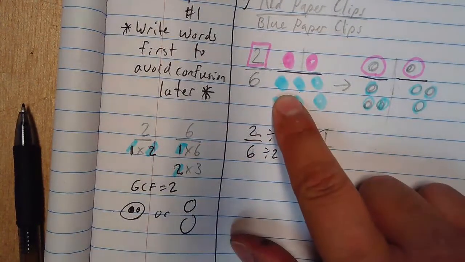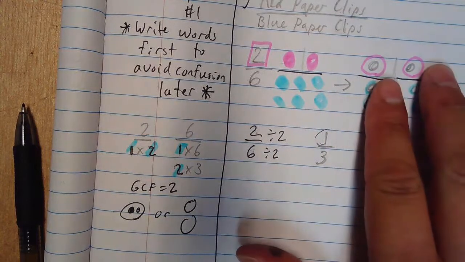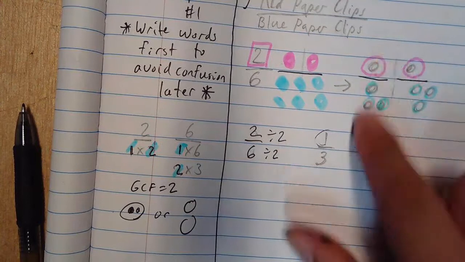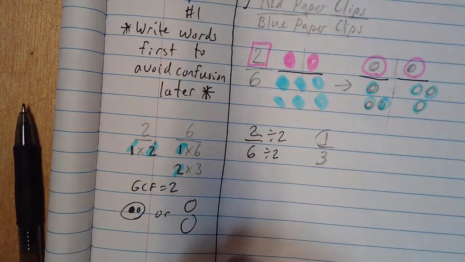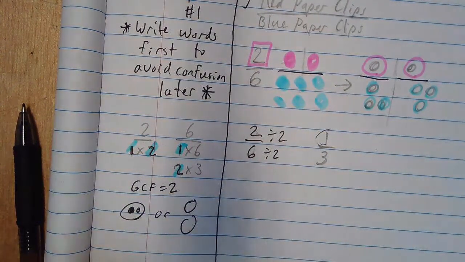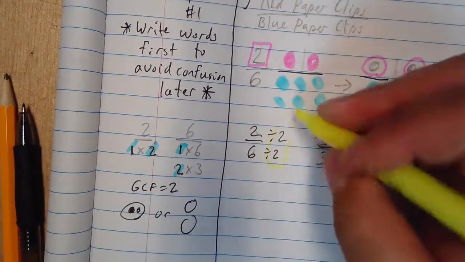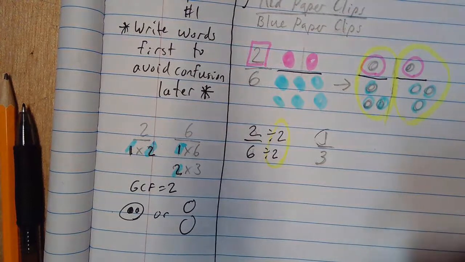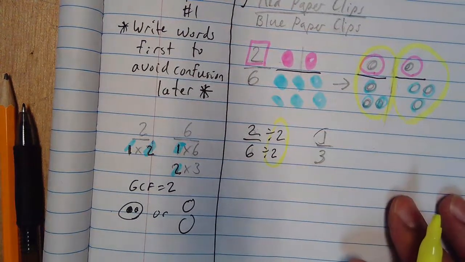I mean, look at this. We have 2 to 6. I broke it down into 2 groups of 1 to 3, 1 to 3. 2 groups. 2 groups. Okay. I know, maybe I'm using too much color here, but 2 groups. Here's my 1 group. Here's my 2 groups. That's what simplest form is.